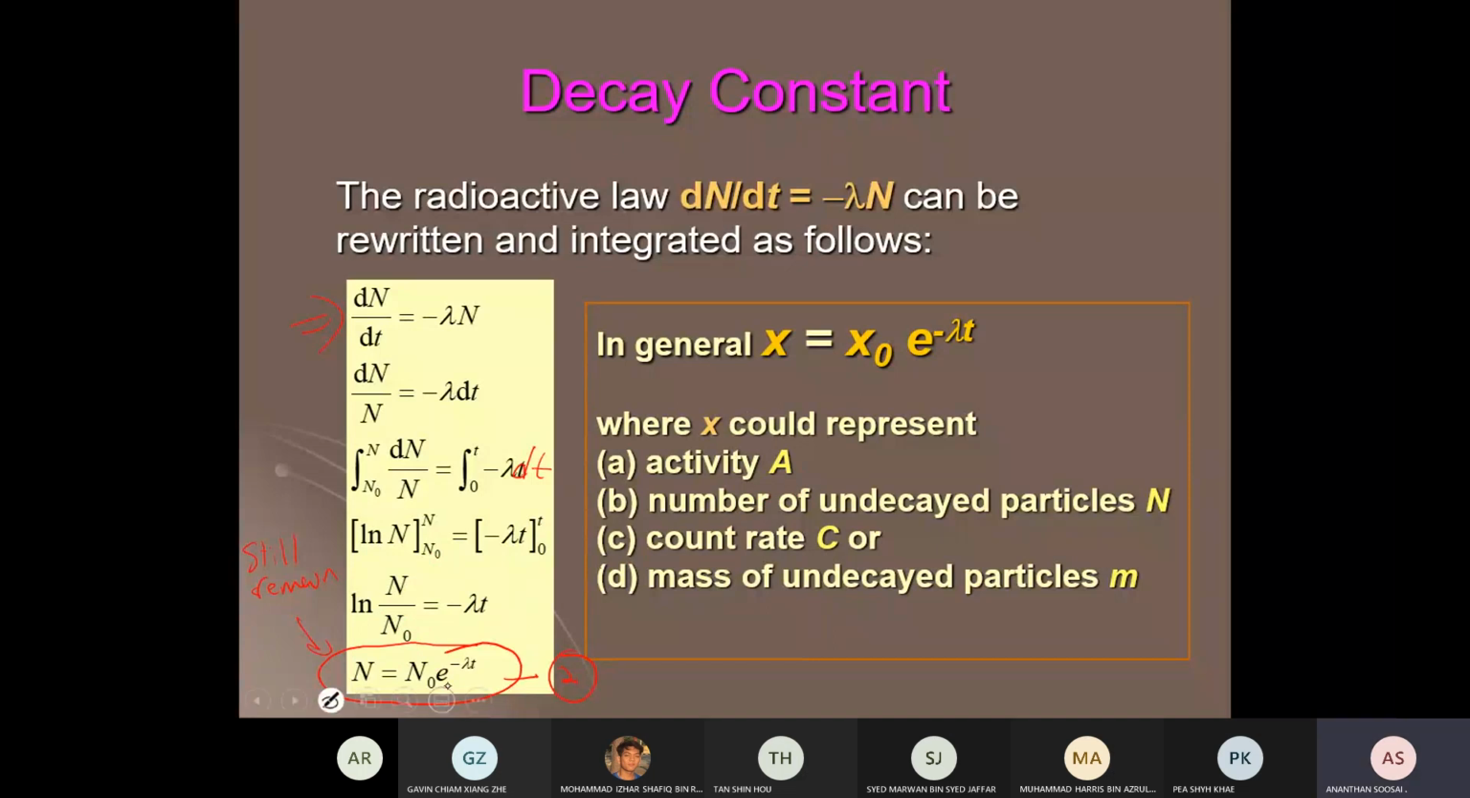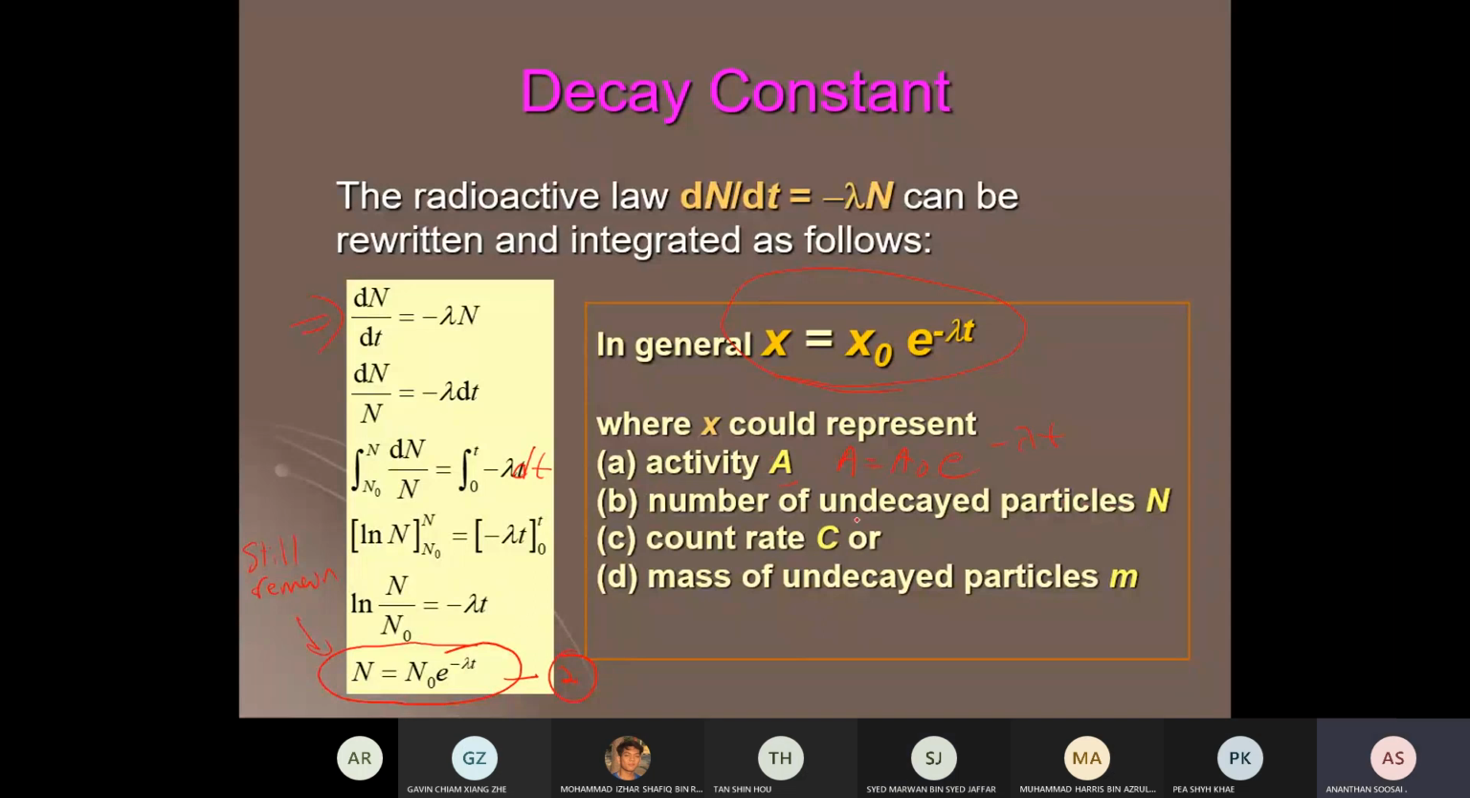This is the most dominant equation. The general formula is x equals x naught e to the negative lambda t. This N can represent different types of physical quantity. This N can be replaced with A, which is activity. That means the formula can be written as A equals A naught e to the negative lambda t, in terms of activity. That means after time t, what is the new activity? It also reduces exponentially, like the number of particles.